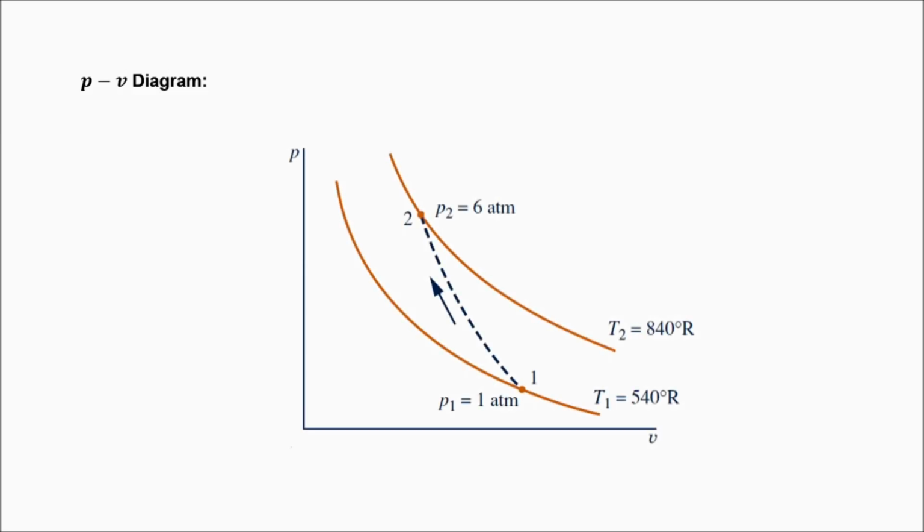The next step is to develop an appropriate thermodynamic diagram to represent the process, in this case the PV diagram as shown here. Let's highlight the relevant information provided on the diagram, namely the initial pressure and temperature at state 1, the compression process from state 1 to state 2, and the final pressure and temperature at state 2.